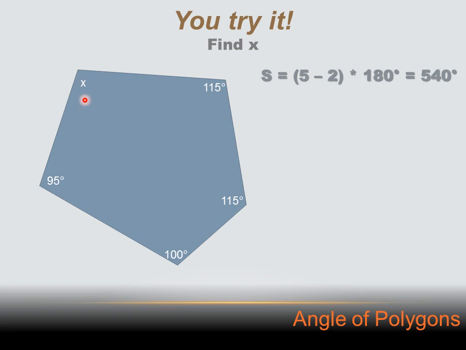So we know that all 5 of the vertices angles will total up to 540 degrees. And we know 4 of them. There's one that we don't know. So if we were to subtract the four values that we knew, 95 degrees, 100 degrees, 115 degrees, and 115 degrees, if we subtract all those from 540, we're going to find out how many degrees are left for x, and that's 115 degrees.